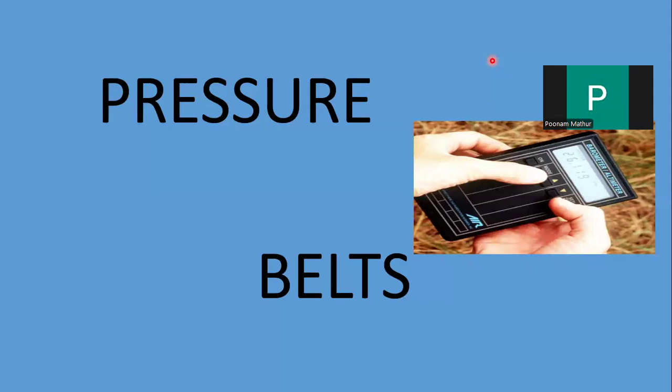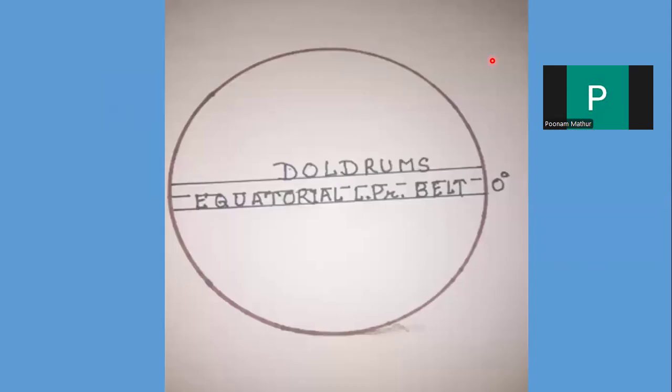In the previous video, we have discussed the factors affecting the atmospheric pressure. The factors were temperature, altitude, rotation of the earth, and humidity. Let's study about the pressure belts.